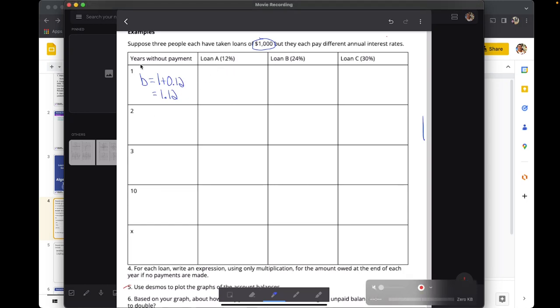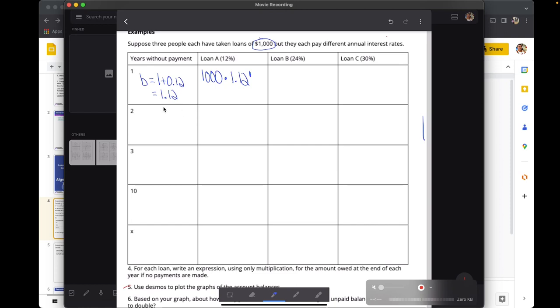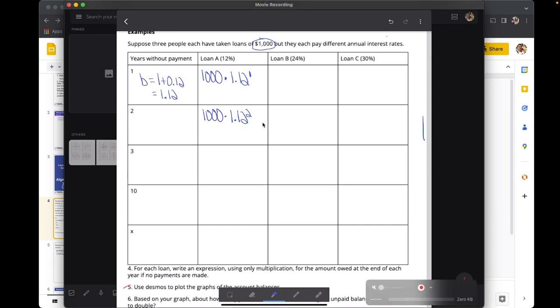That's going to be the number that I multiply by each year, which means, for example, if I want the amount after 1 year, my expression, my equation is going to be 1,000, my starting value, times 1.12 to the power of 1, because 1 year. My total after 2 years would be 1,000 times 1.12 to the power of 2, because 2 years, so on and so forth.